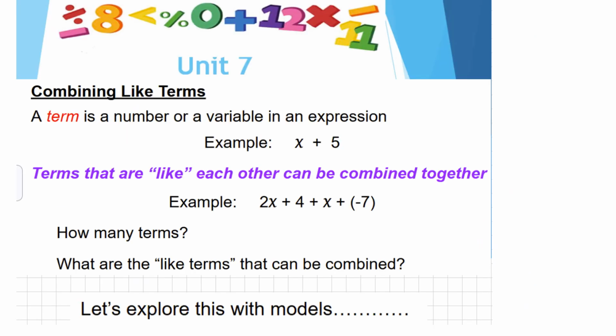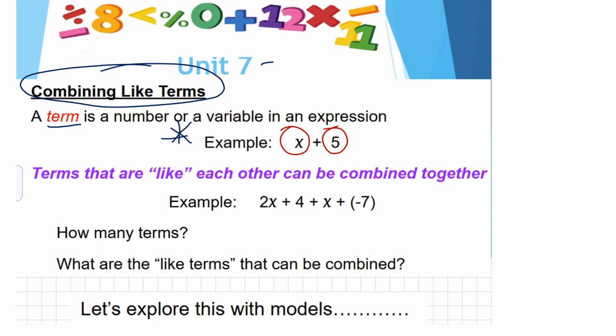Let's move on to the next part of this unit. We want to talk about Unit 7, which is equations and inequalities. One of the concepts we need to understand is combining like terms. The definition of a term is this: a term is a number or a variable in an expression. The example here gives us the expression x plus 5. x would be a term of the expression, and 5 would also be a term of the expression. And terms can be like each other.